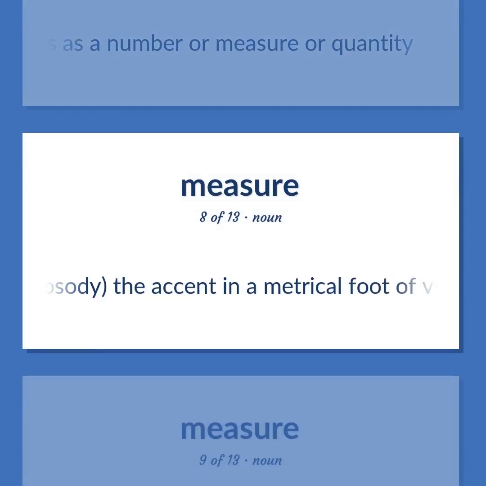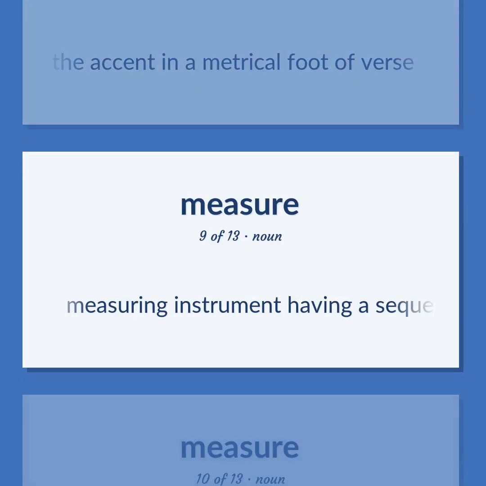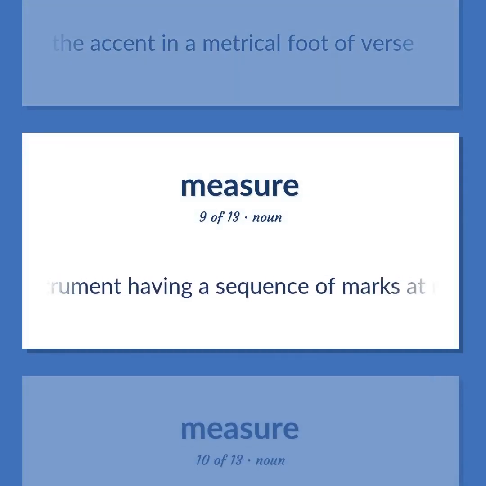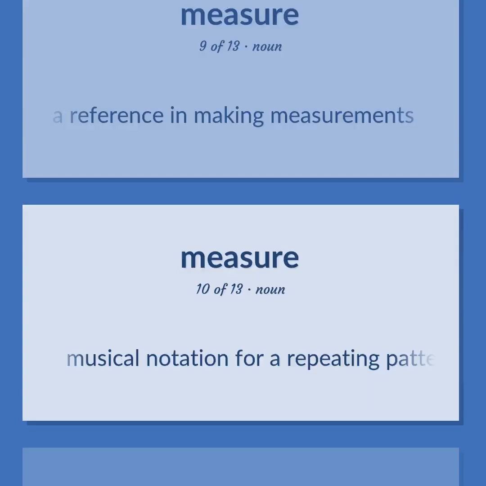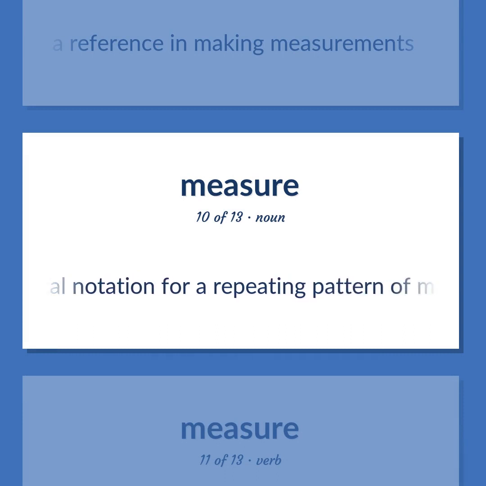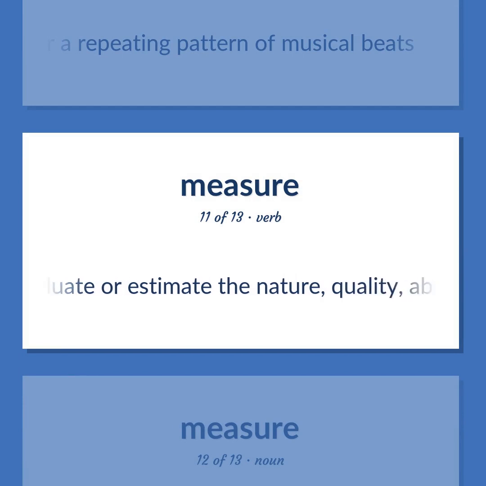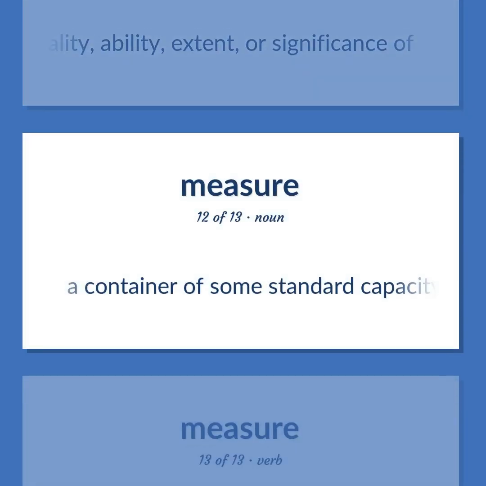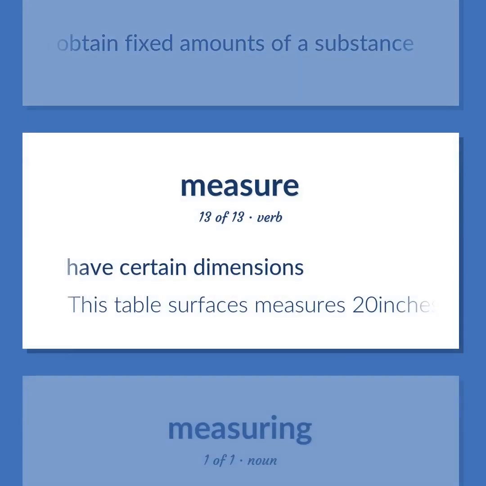Prosody. The accent in a metrical foot of verse. Measuring instrument having a sequence of marks at regular intervals. Used as a reference in making measurements. Musical notation for a repeating pattern of musical beats. Evaluate or estimate the nature, quality, ability, extent, or significance of. A container of some standard capacity that is used to obtain fixed amounts of a substance. Have certain dimensions. This table surfaces measures 20 inches by 36 inches.